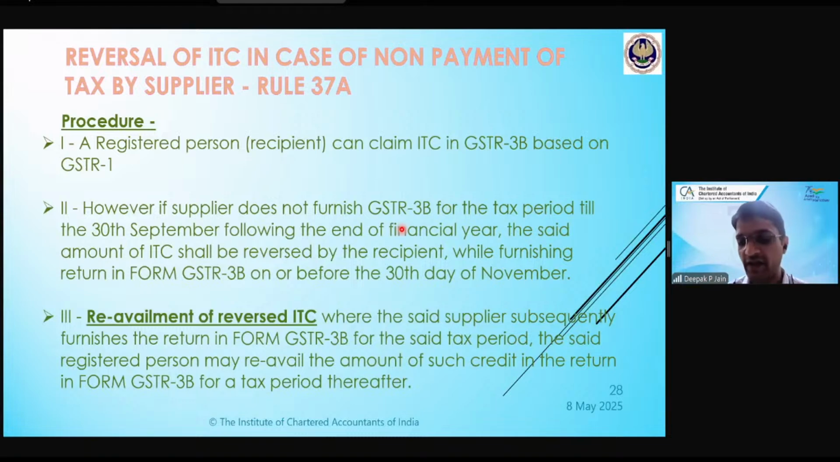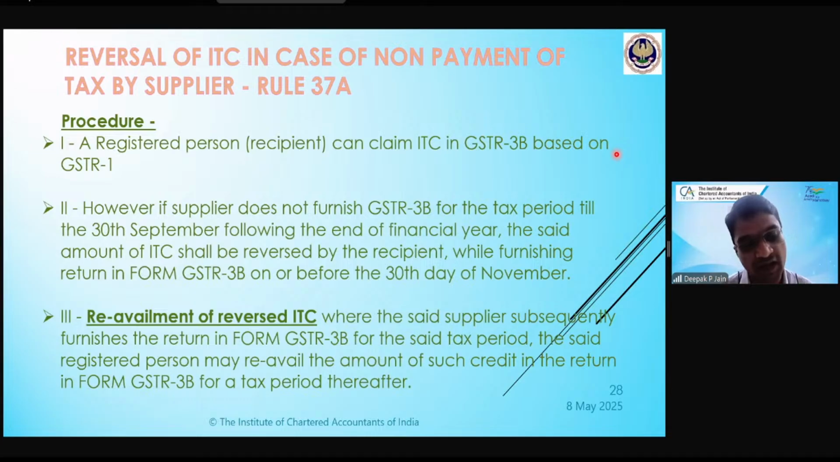The supplier has filed the details in GSTR-1, but he has not filed it in GSTR-3B. So what will happen? The actual taxes to the government are accumulated, or the government can get the revenue from the taxpayer, when you file the GSTR-3B. So your supplier has filed the GSTR-1. Based on that, you have claimed the credit. Okay, but is that sufficient?